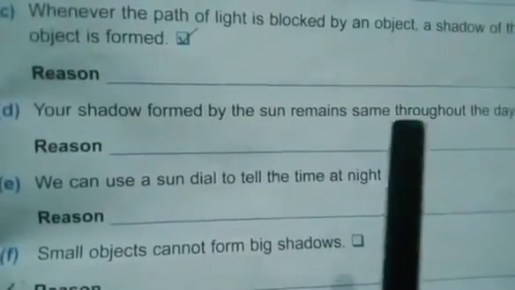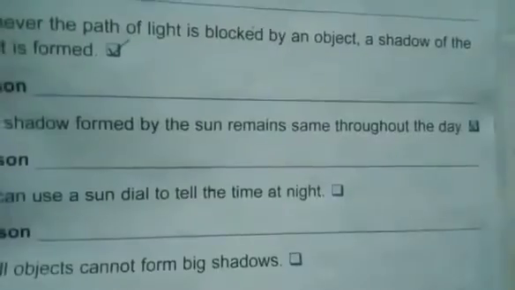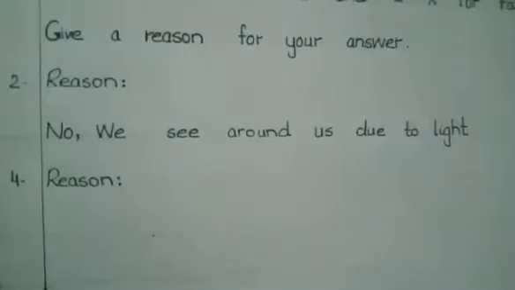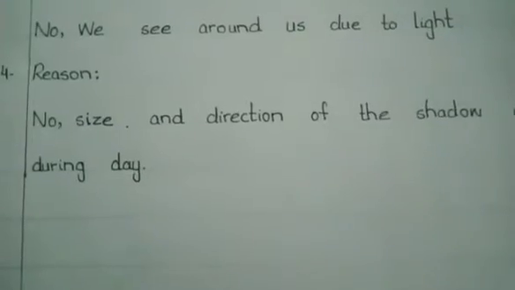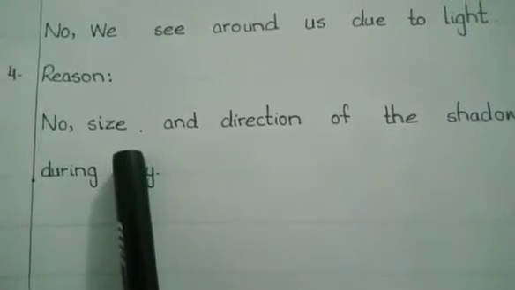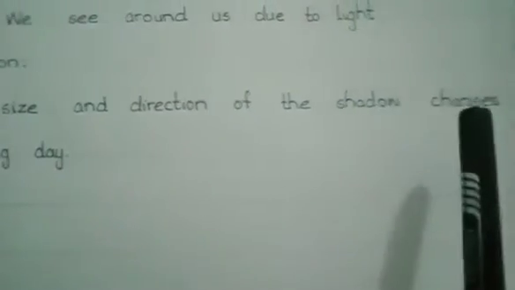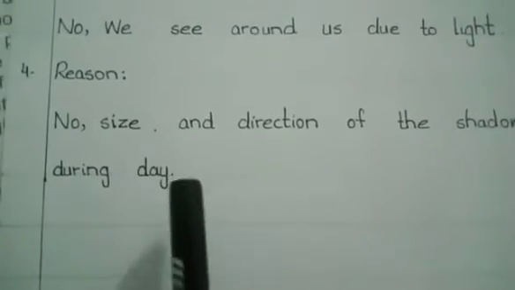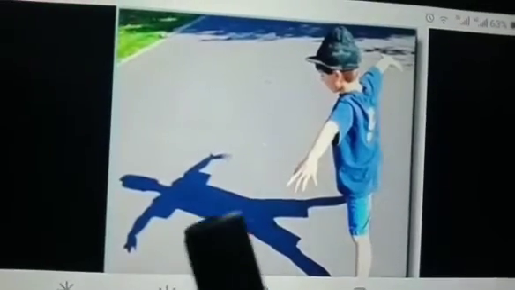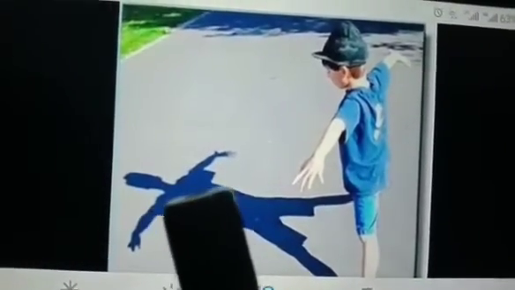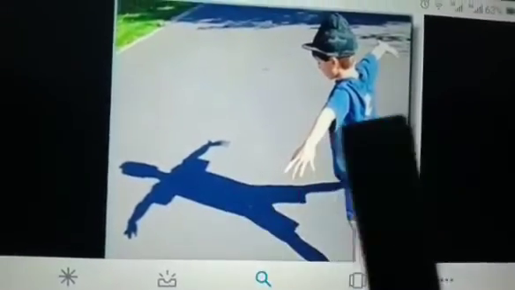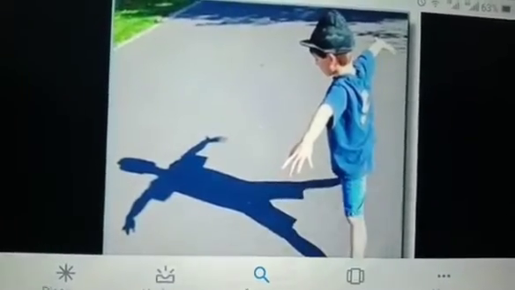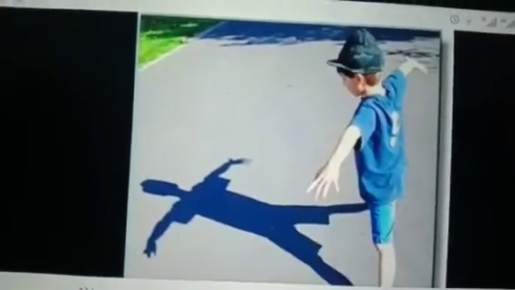The fourth statement is: your shadow formed by the sun remains the same throughout the day. This statement is wrong. Now we write the reason for statement number 4. The reason is no, the size and direction of the shadow change during the day. When you are outside in the daytime, you stop some of the sunlight from reaching the ground. Your body stops the path of sunlight and makes a shadow.